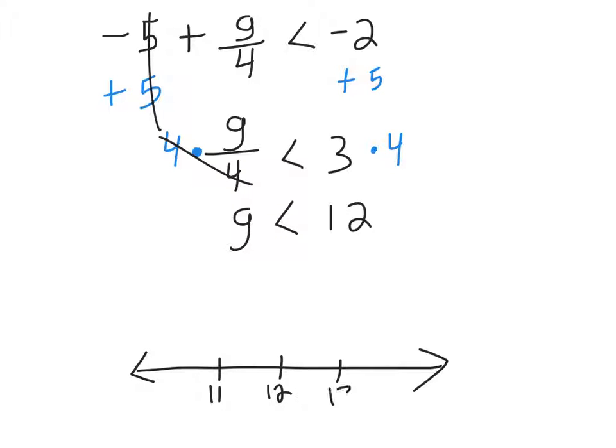So I'm going to set up my number line. I'm going to find 12 on the number line. It is a less than, so that's going to be an open point or open dot. If it's less than, I'm going to go to the left.